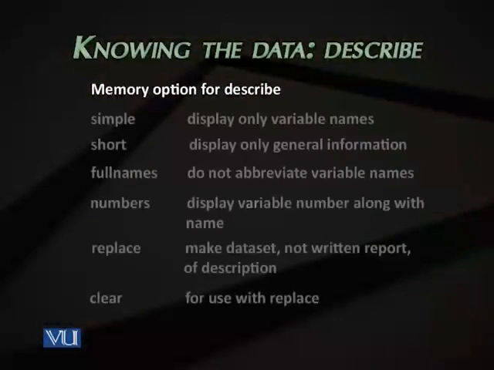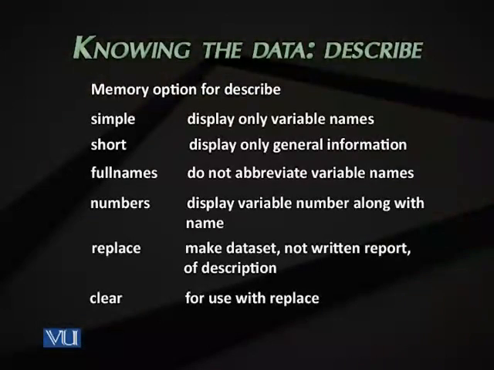Describe has several options. So remember that options are typed after a comma in the command. So describe variable names, comma, the options. What are the options? You have simple, short, full names, numbers, replace, clear. All of them are options to be used with describe. For example, if you write comma simple after the describe command, you will have only variable names, the column with variable names. If you type short, only some general information will be displayed.